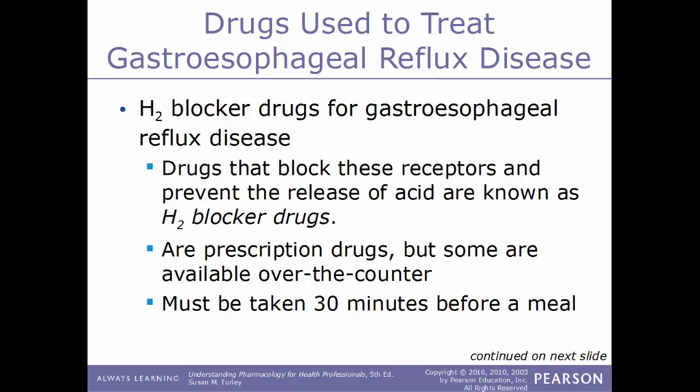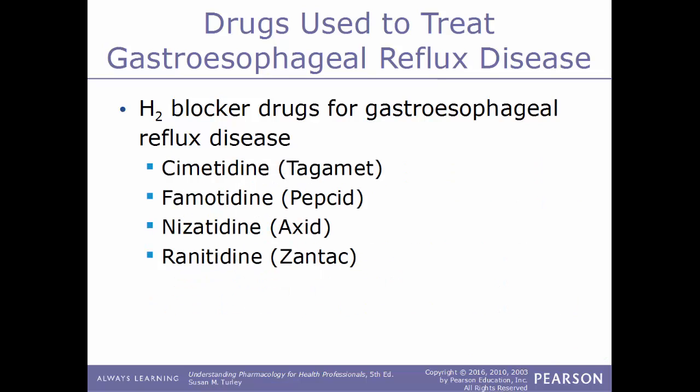And these generally are prescription drugs, but there are some available over the counter. And these must be taken 30 minutes before a meal. Some common examples of H2 blocker drugs: cimetidine, which is sold under the trade name Tagamet; famotidine, which is sold under the name Pepcid; nizatidine, sold under the name Axid; ranitidine, which is sold under the trade name Zantac.